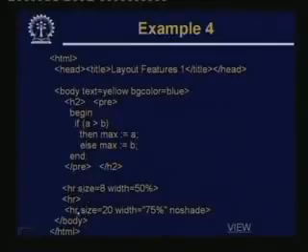The third example, HR size equal to 20, that means the thickness will be 20 pixels, width will be 75% of the displayed window. No shade, this additional attribute needs no value, just the name, no shade. No shade means that the line will be displayed in a solid way. The line will not appear as a hollow rectangle, it will be a solid rectangle.